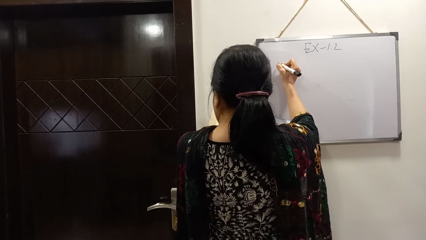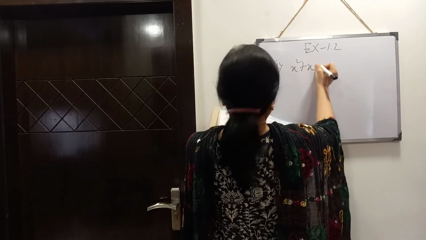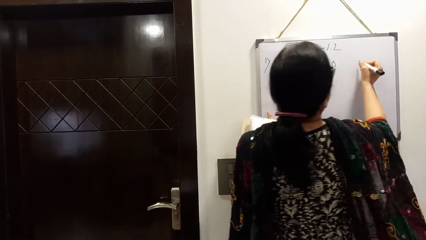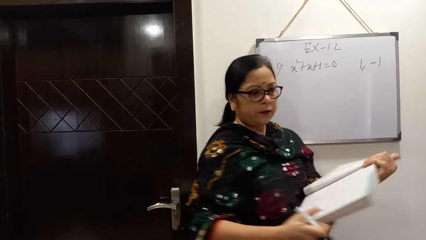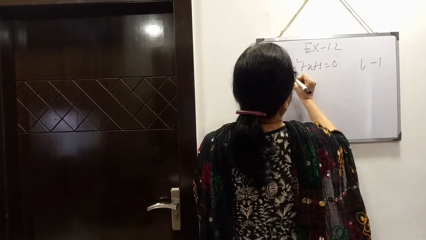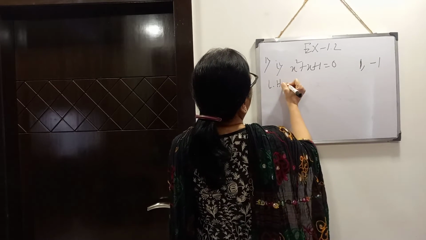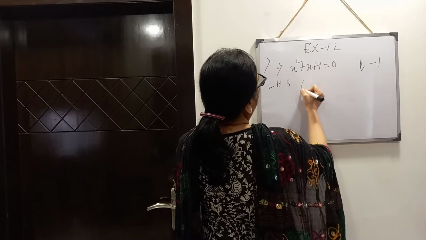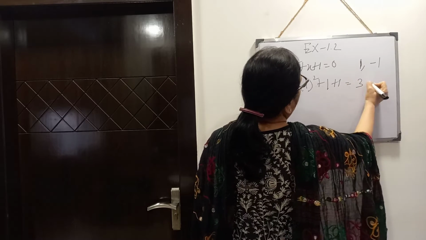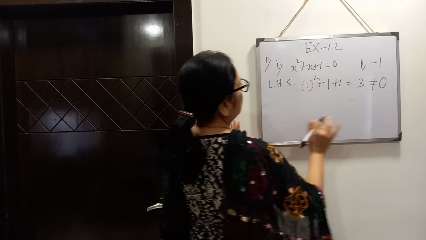Sum number 1, x square plus x plus 1 equal to 0. This is the equation, and the roots are given as 1 and minus 1. It is told to check whether these are the roots or not. So what to do? First we will put 1 in place of x in the left hand side of the equation. So left hand side, putting 1, it is coming 1 square plus 1 plus 1. That means 3, not equal, right hand side is 0. So 3 not equals to 0. So this is not a root.